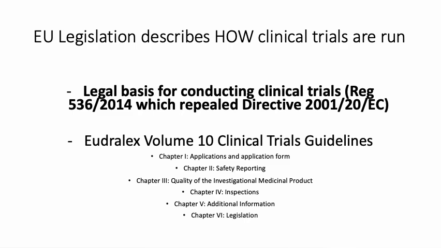The agency strongly encourages applicants and marketing authorization holders to follow these guidelines, and deviations from the advice would need to be justified at the time of submission of the marketing authorization clinical trial. So the guidelines are available in Volume 10 of EudraLex, Volume 3 of EudraLex. Volume 10 contains the headings below. So applications and application forms, safety reporting, pharmaceutical data, information on inspections, additional information and legislation.